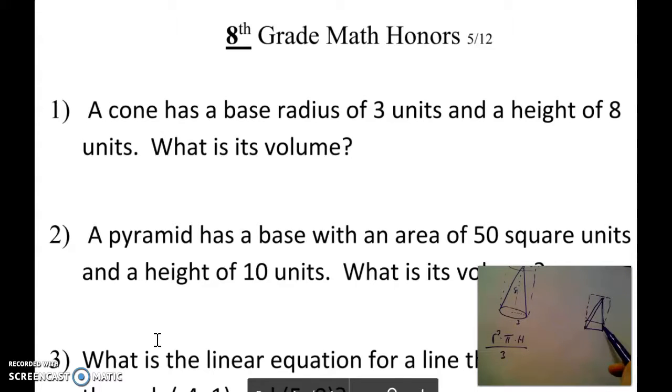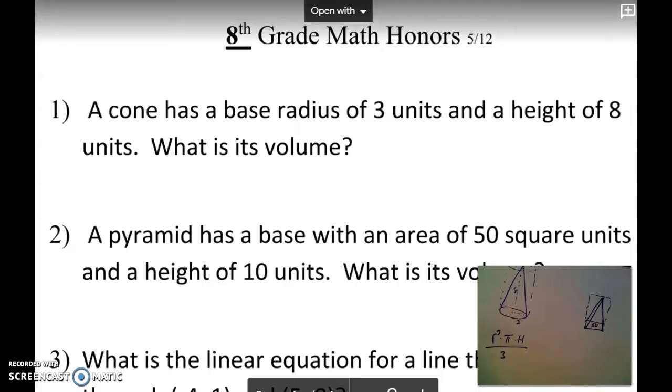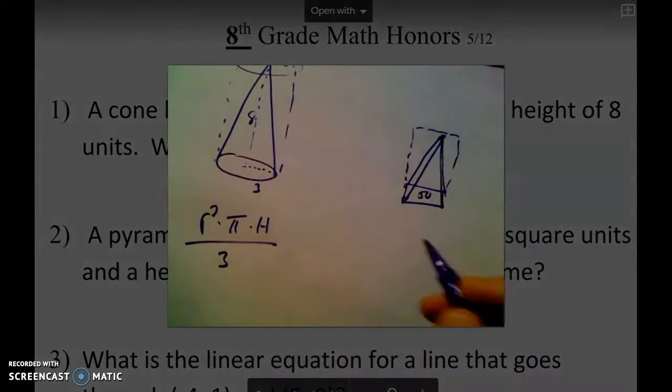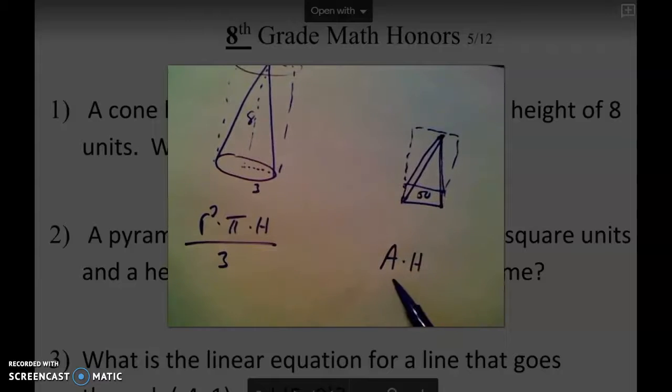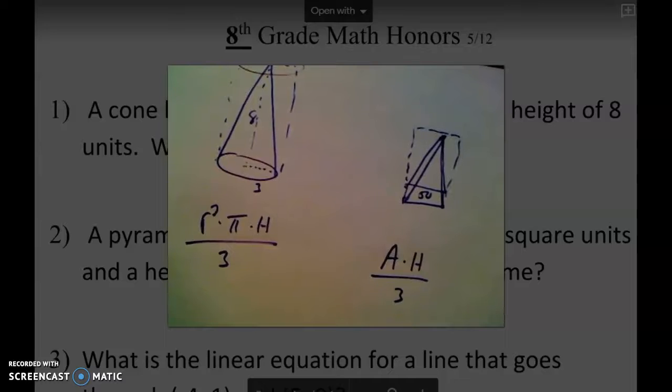If you can find the volume of the prism, you would just divide it by 3. So here we have a base with an area of 50 and a height of 10 units. So you take the area of the base times the height, that would be how to find the volume of a rectangular prism, and then divide that by 3 because it's a pyramid.